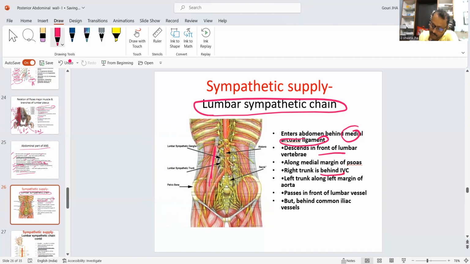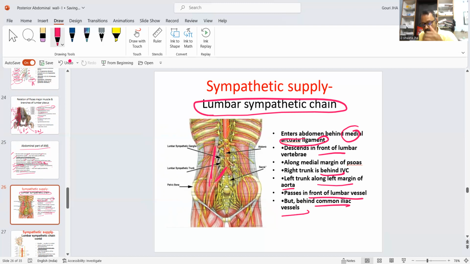The right trunk is behind the inferior vena cava. So the inferior vena cava will be right on top, and the left trunk will be on the left margin of the aorta and passes in front of the lumbar vertebra, but behind the common iliac vessels. See the common iliac vessels over here, and it is behind the common iliac vessels. This nerve is going behind the common iliac vessels.